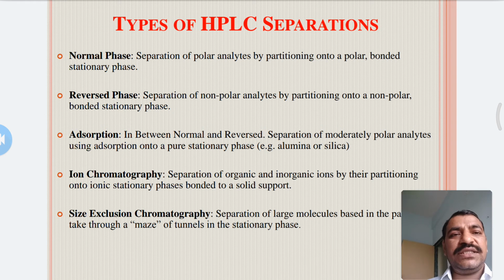Fourth is ion chromatography. Organic and inorganic ions are separated using this type of HPLC. Ion chromatography is the separation of organic and inorganic ions by their partitioning on an ionic stationary phase non-bonded to a solid support. Last is size exclusion chromatography.